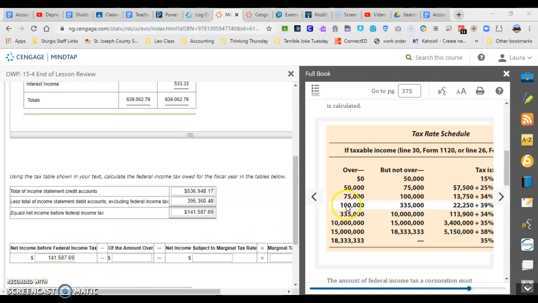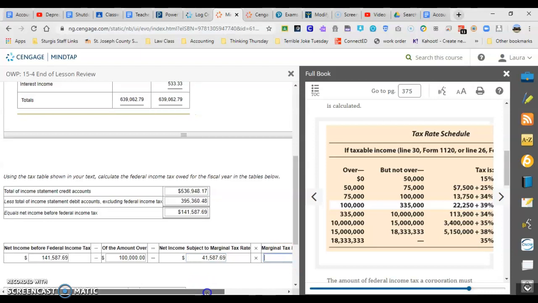Okay, so first of all, let's back up a little bit. This is their net income. So you want to look at which tax bracket they fit into. They're over $100,000, but not over 335,000, right? That's their net income. So you need to find out how much they're over the $100,000, which is 141,587.69 minus 100,000, which is 41,587.69. And that is the amount subject to the marginal tax rate.